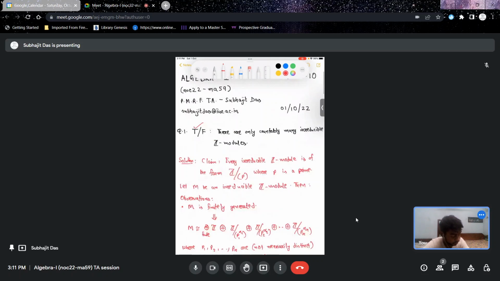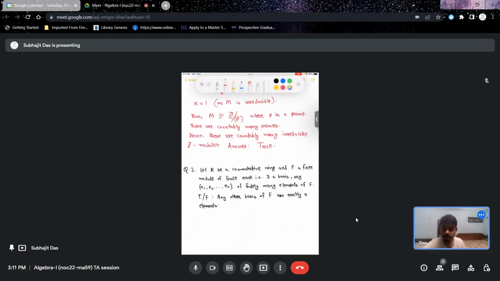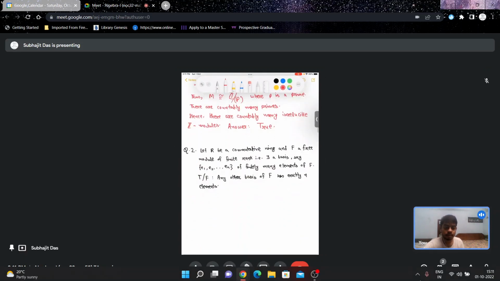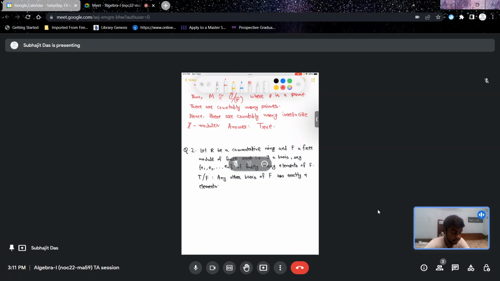Okay, so this is question 2. Let us move on to the next. Yeah, so this is problem 2. We are given that R is a commutative ring and F is a free module of finite rank. Okay, so we know what a free module is, right?